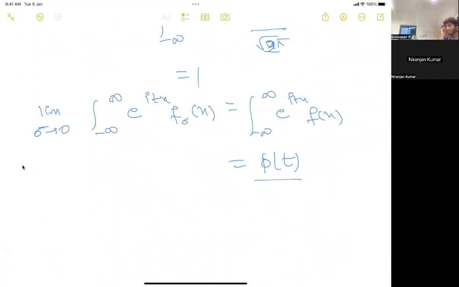So we get our result that phi of t is the characteristic function of some random variable, some probability distribution, where f of x is the density function. f of x was non-negative, and the integral of f of x over the whole real line was 1. So we have proved that phi of t is a characteristic function.